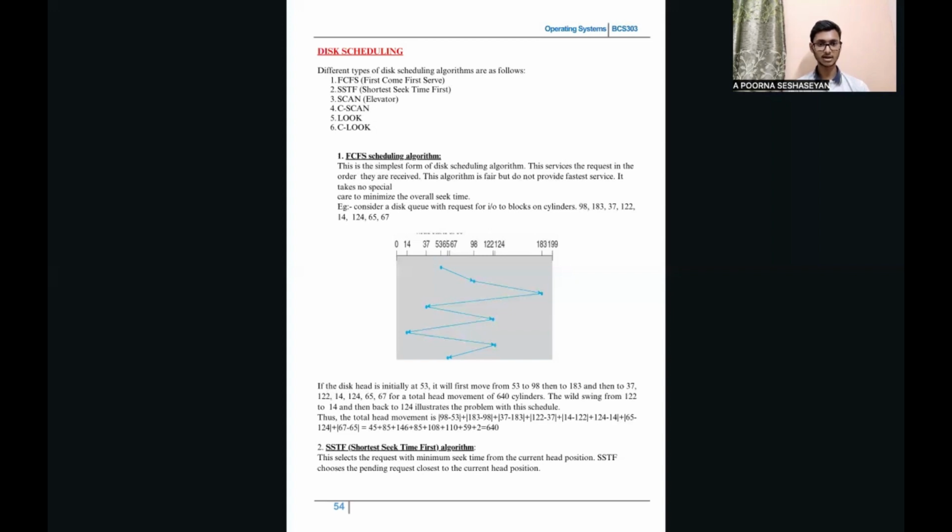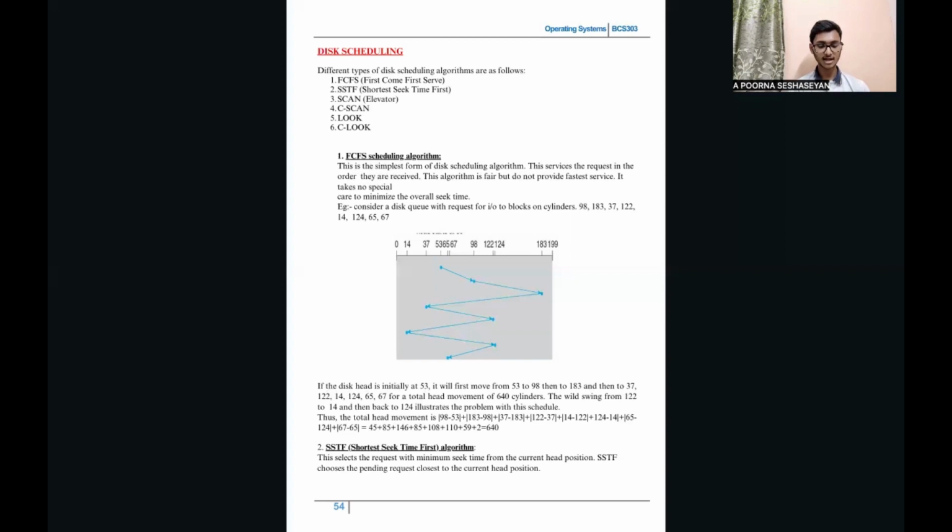As I told earlier, this is first come first serve, so whatever request comes first will be scheduled first. Let us take an initial head pointer as 53. From 53 it will first go to 98, which is the first block request. From 98 it will go to 183, from 183 to 37, from 37 to 122, 122 to 14, 14 to 124, 124 to 65, and from 65 to 67.